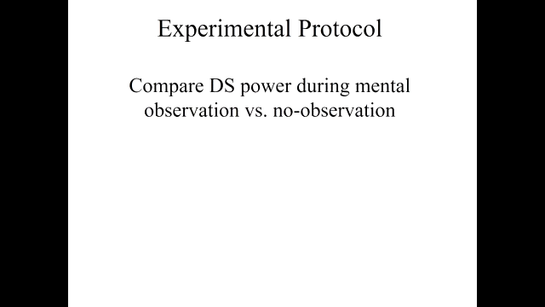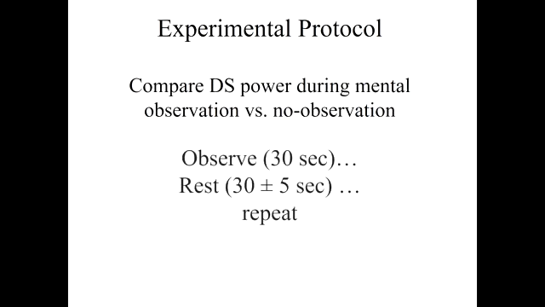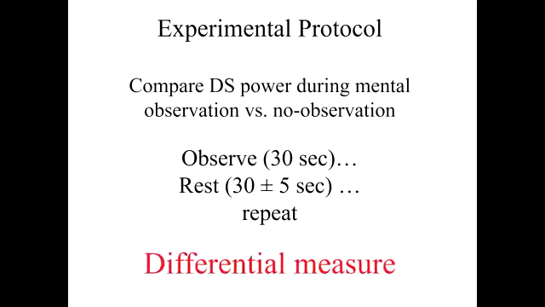The protocol is very simple as well. We compare the double slit power during mental observation versus no observation. They get a voice message which says, now concentrate, and then now relax, and this alternates. We do the observation periods for 30 seconds, and the rest periods are 30 seconds, plus or minus a random 5 seconds, for reasons I'll mention later. This is repeated in a typical session 40 times. So the whole session lasts 20 minutes.